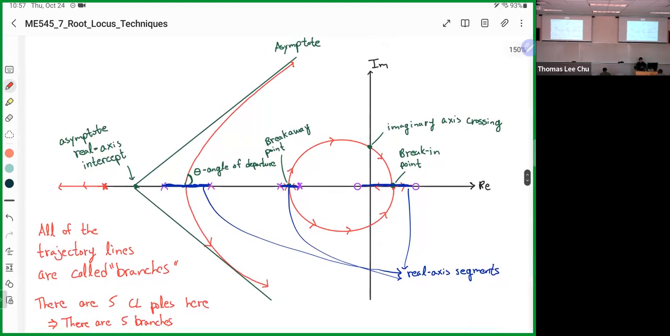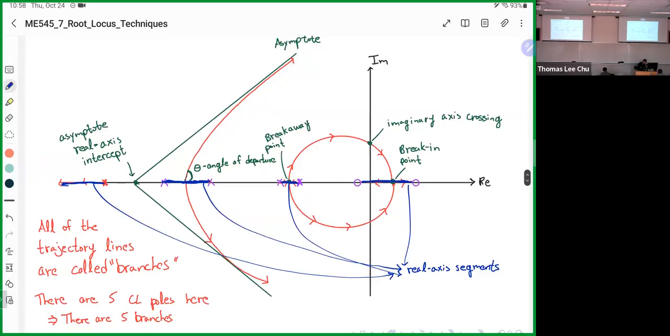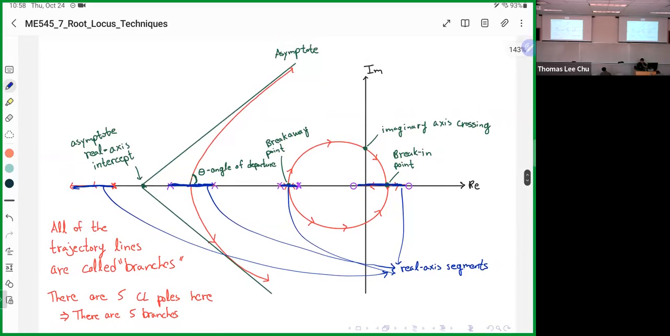And I'll upload these notes today because this is quite a long section, so I'll upload the incomplete notes for this one. Oh, and to be consistent, this is also a real axis segment because it's on the real axis. Okay, so all of these things, asymptote, breakaway point, break-in point, imaginary axis crossing, angle of departure, and real axis intercept, are things you can find.